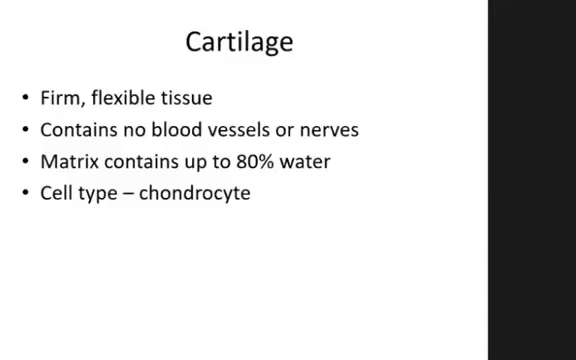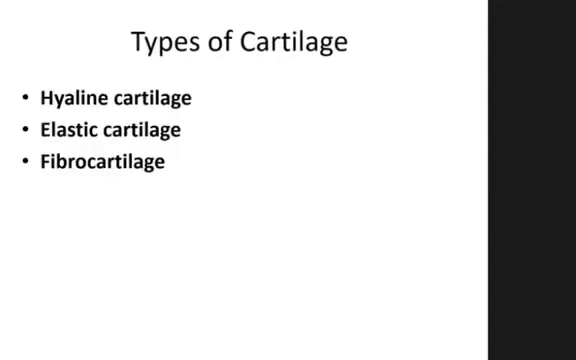So now we're going to take a look at the types. My type is HEF: hyaline, elastic, and fibrocartilage. I want to take a look at it and differentiate the different types, because remember, the exam is going to be all about: this is a slide, tell me what tissue it is, what specific tissue, and what are the examples of that tissue.